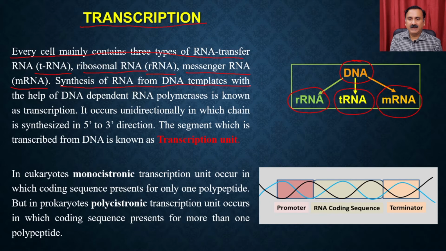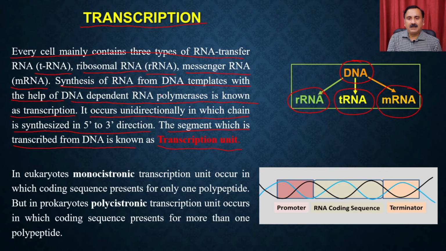Synthesis of RNA from the DNA template with the help of an enzyme called DNA dependent RNA polymerase is known as transcription. It occurs unidirectionally, in which the chain is synthesized 5' to 3', and the segment which is transcribed from the DNA is known as the transcription unit. Unlike replication, which is a bidirectional process, meaning it can run from left to right or right to left, transcription is unidirectional and runs only in the 5' to 3' direction. One individual segment which is transcribed from the DNA is known as the transcriptional unit.